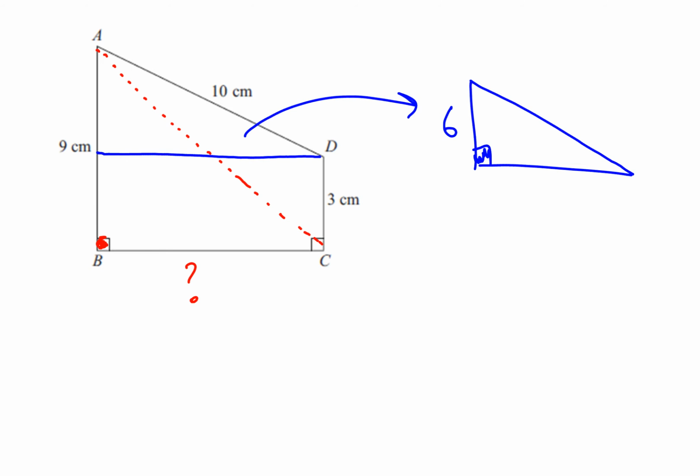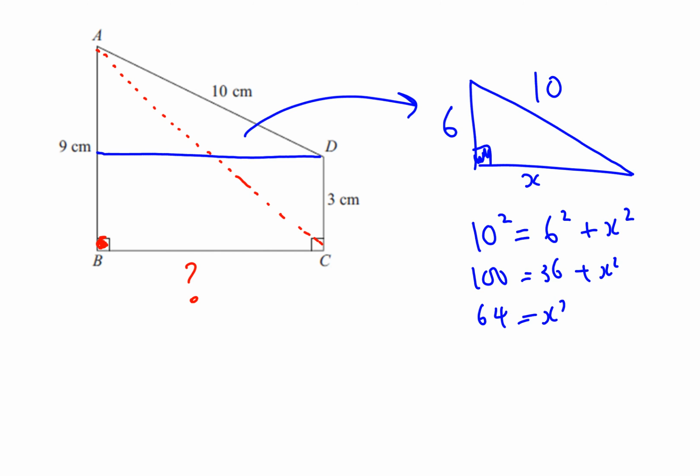You were told that this is 10, so this bit must be 10. So all I'm trying to find is this bit, and that's a lovely old Pythagoras question. So the hypotenuse is equal to the other two bits, but when everything is squared. The fact that I'm getting a lovely whole number there of 8 just tells me I'm doing this right.